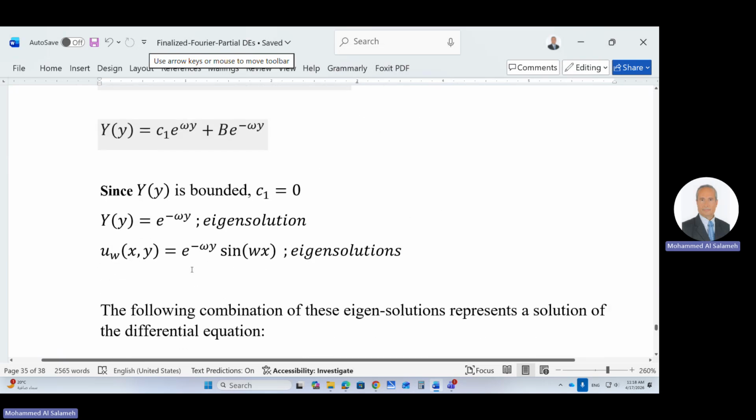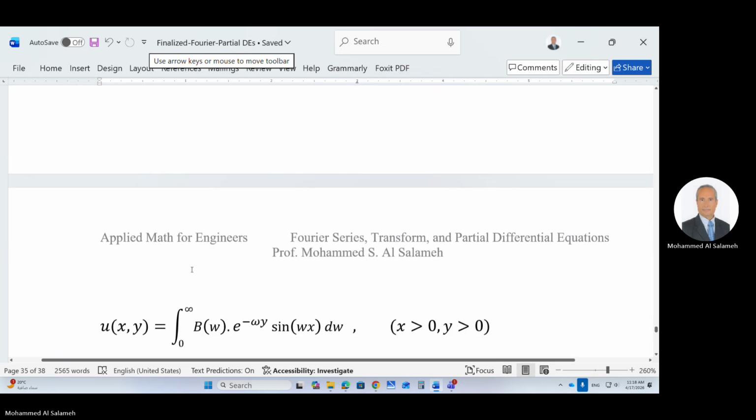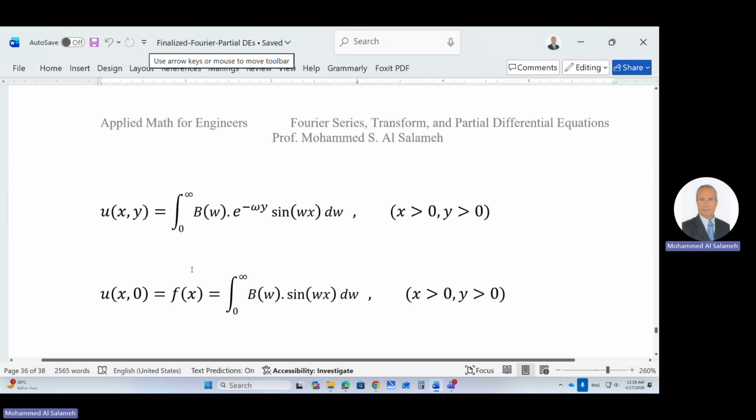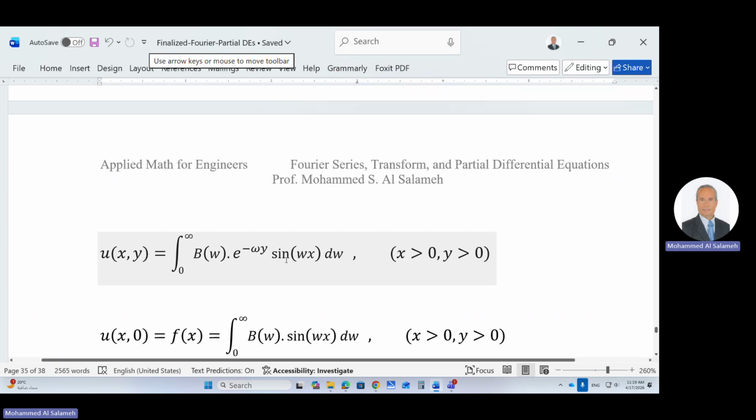We multiply them. The following combination of these eigensolutions represents a solution of the differential equation, okay? Instead of summation, we put integration, from 0 to infinity of this function, exponential minus omega y sine omega x, d omega, and here we have the constant b as a function of omega.